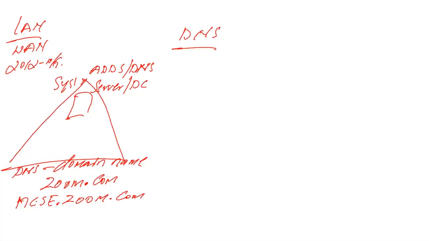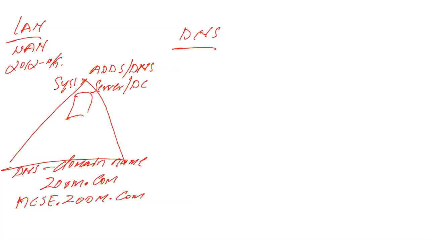Okay, so now the system is called DC, is called server also, is called Active Directory server. At the same time, the system is also called DNS server. So wherever the DNS server is installed, maybe automatically or manually, that machine is called DNS server.